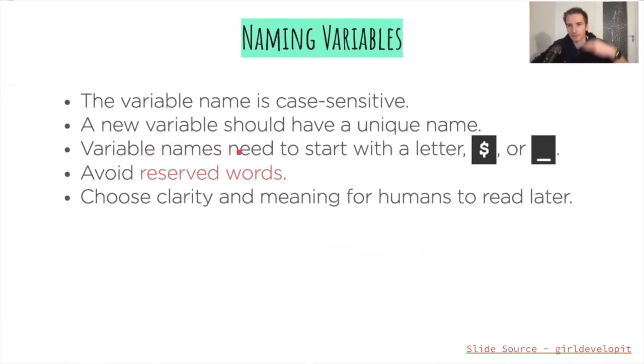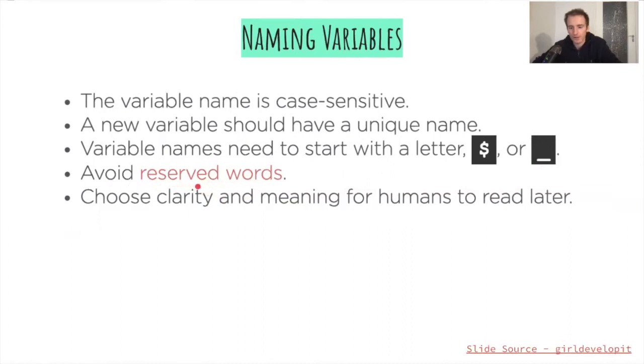Every new variable has to have a unique name from any other variable that's already in the program. There are only three ways that you can start a variable name. You can start it with a letter, like message, as we saw, any letter is okay. Or it can start with a $ sign or an underscore. But it can't start with a number. You couldn't have a variable called 3dogs that has some text in it. That wouldn't work. It has to be a letter, a $ sign, or an underscore.